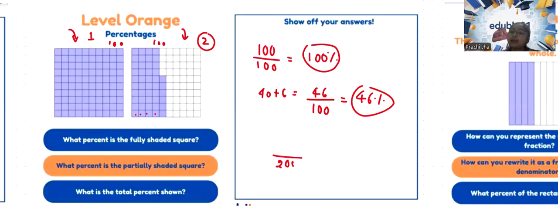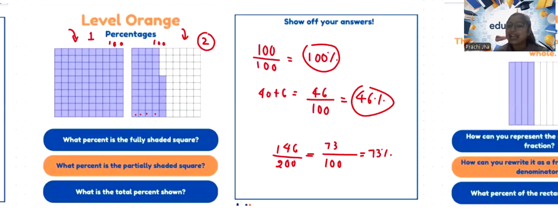Now we have 100 plus 46, so that means 146 of them are shaded. You know how to simplify, right? Even if we simplify it by 2, 146 will be simplified as 73 and 200 will be simplified as 100. So that's going to be 73 over 100, which is nothing but 73%. That's true. Great job.